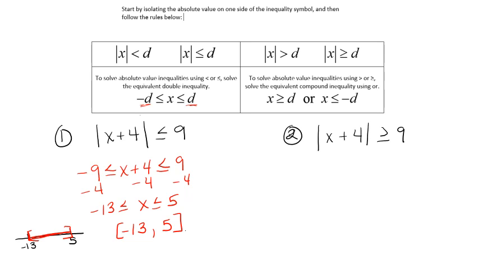So, less than, double inequality: positive on the right, negative on the left. Notice my inequalities point in the same direction, because x plus 4 is greater than negative 9, but it's got to be less than 9.